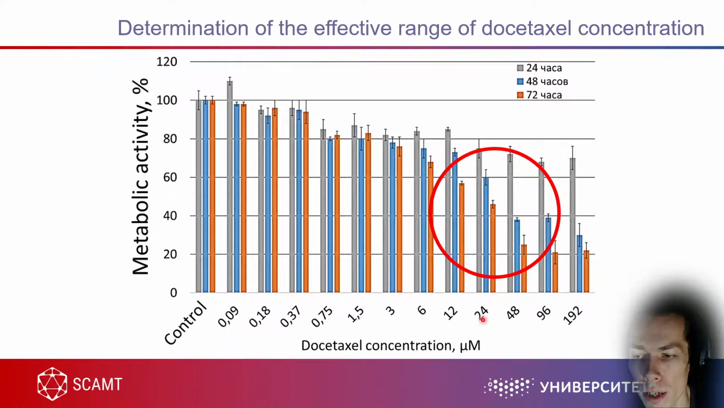If you calculate the amount of molecules of docetaxel per cell, thinking that this is not a micromole, it's 24 nanomoles, and in each culture well we have like 100,000 cells, a lot of cells. And if you divide the amount of molecules by the amount of cells, there will be some countable amount of molecules per each cell.